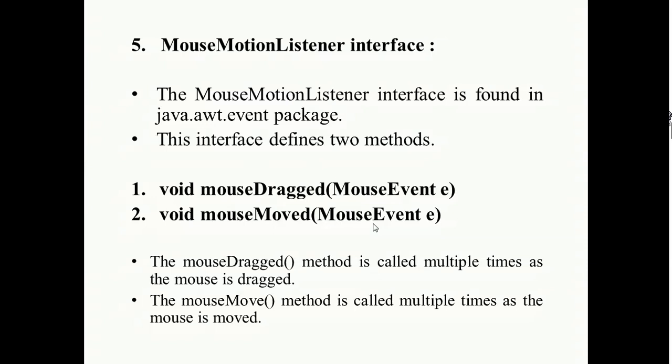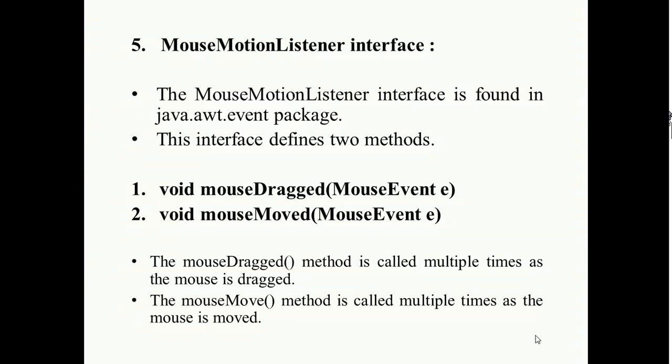The mouseDragged method is called multiple times as the mouse is dragged. Means when you drag the mouse, the mouseDragged method is called. And the mouseMoved method is called multiple times as the mouse is moved. Means when you move the mouse on the screen, the mouseMoved method is continuously called.